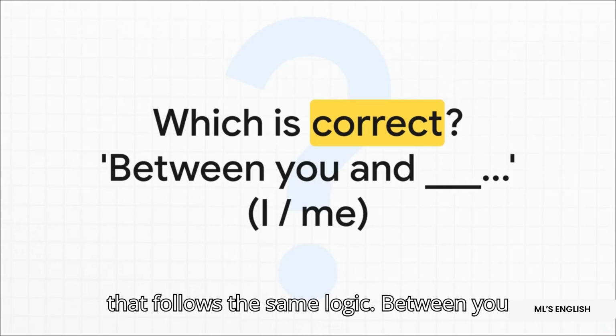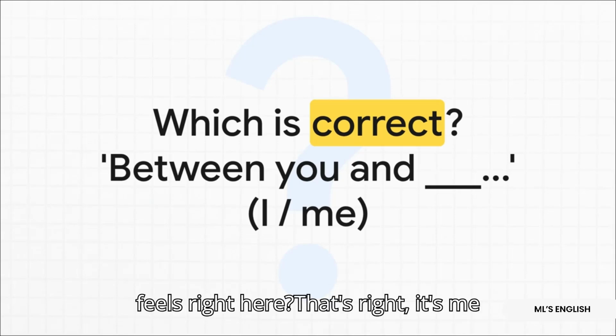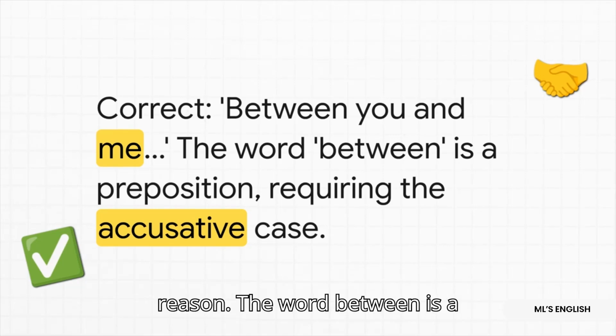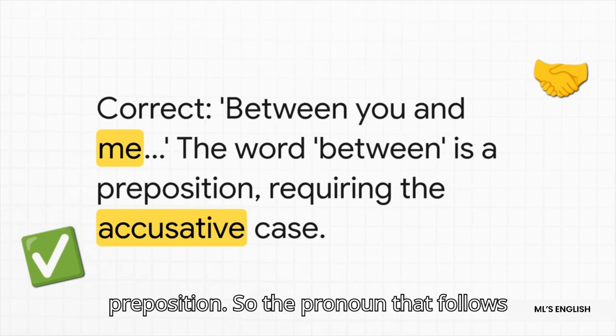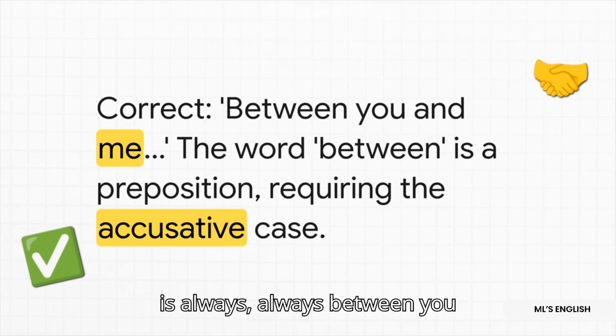Let's try another one that follows the same logic. Between you and I or me, which one feels right here? That's right, it's me again, and it's for the exact same reason. The word between is a preposition, so the pronoun that follows it has to be in the accusative case. It is always, always between you and me.